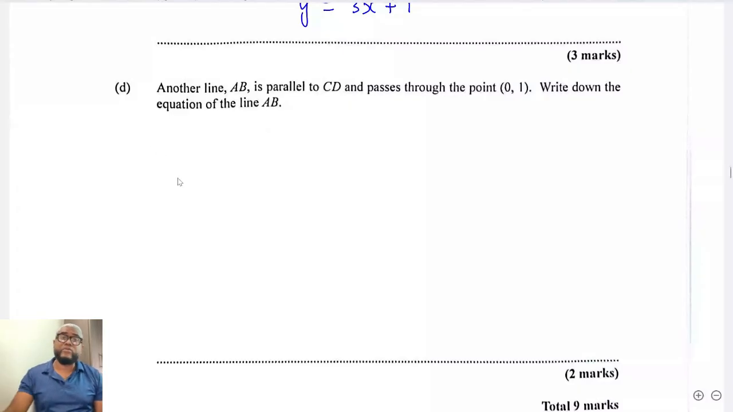Now, when two lines are parallel, what does that say about the gradients? If two lines are parallel, they are the same. Anyhow you put parallel lines, it will be the same gradient. So the gradient here will be what? What was the original gradient? Negative 1/3. Because we're dealing with CD, eh? We're not dealing with the line perpendicular to CD.